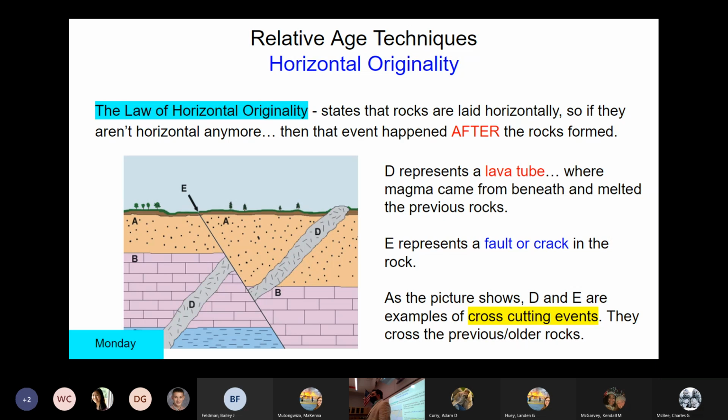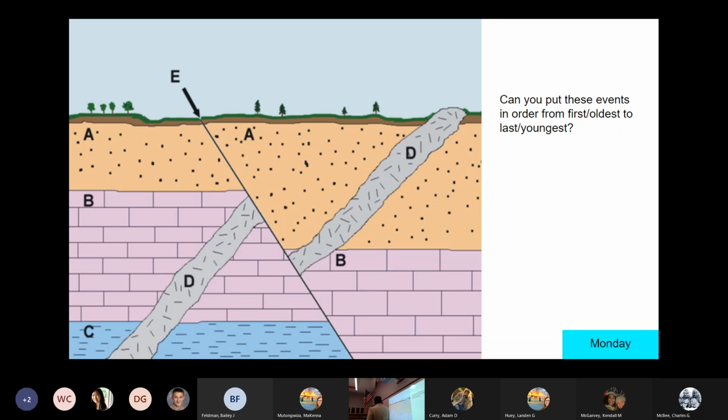Okay? The picture D is a dike. That is a lava tube. It had melted its way through the rock. You see that? It melted its way. We also call these cross-cutting events. They are cutting the rocks. Note that D has gone all the way through the rocks into the surface. But there is no D laying horizontal. See, the D is not horizontal? That must mean that D got eroded away, whether by wind or water or whatnot. So these are called cross-cutting events.